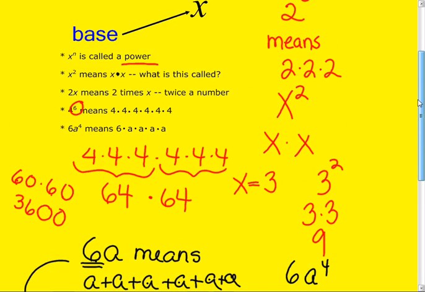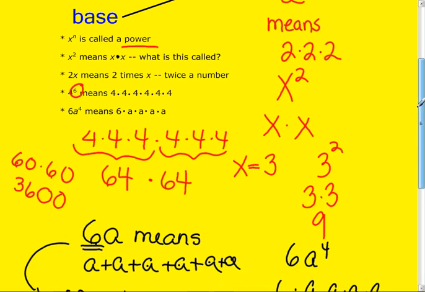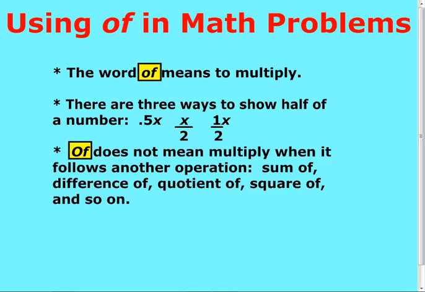And you're going to be asking me a couple times. Like 2x means twice a number or x plus x. Because that's what the 2 means. X added up 2 times. Okay.